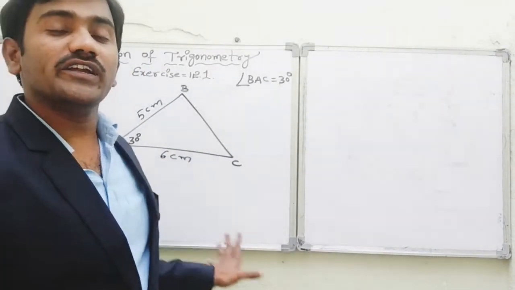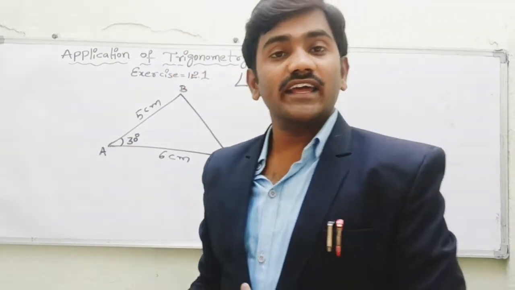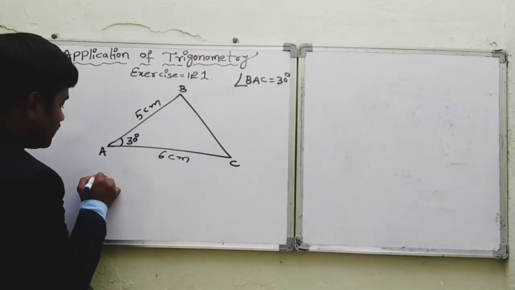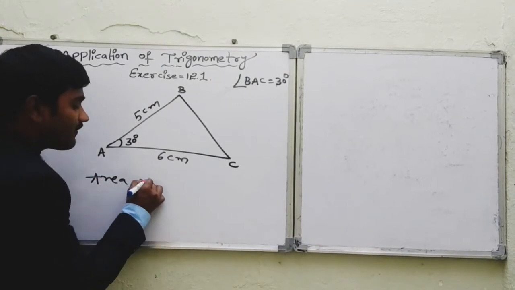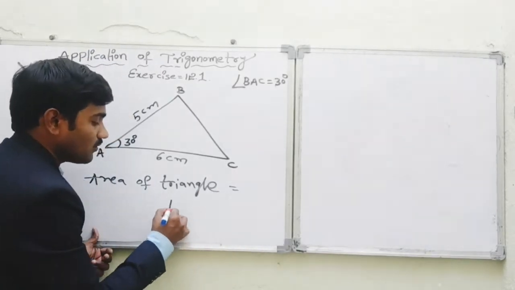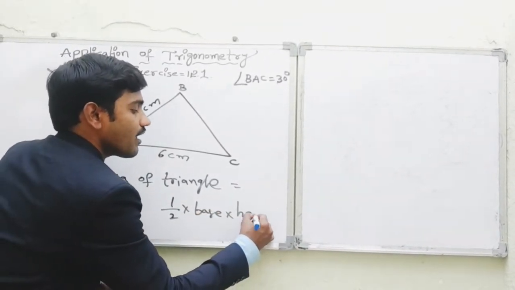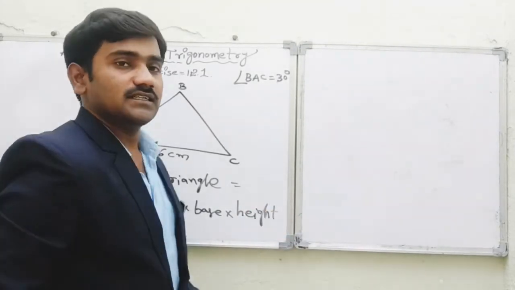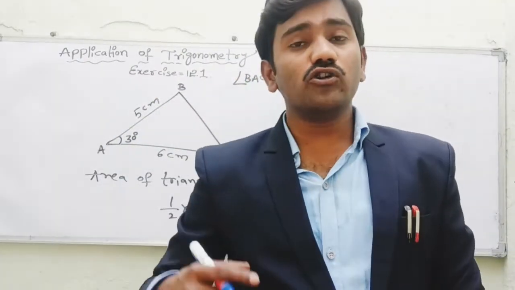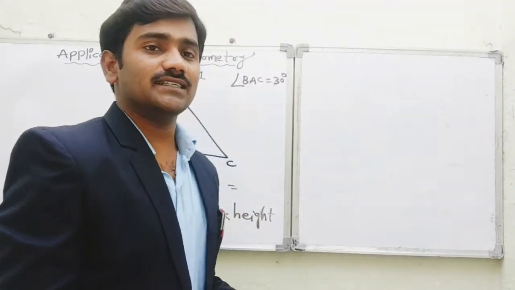What we need to find out here? Area of this triangle. So area of triangle formula, we already know it. Area of triangle equal to half into base into height. Half into base into height, 1/2 into base into height. So let us see what is base and what is height.